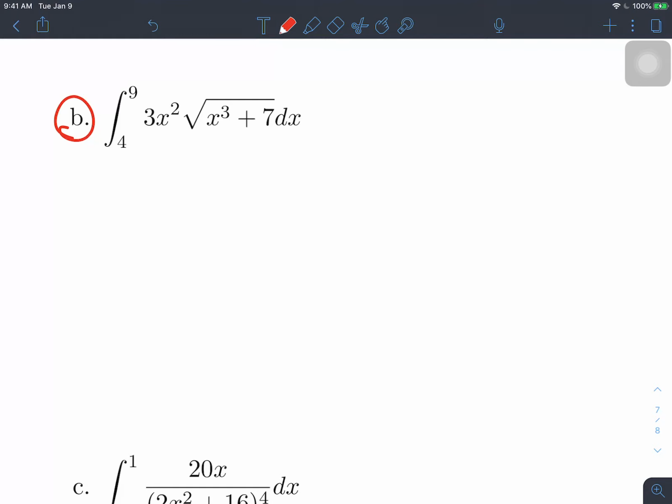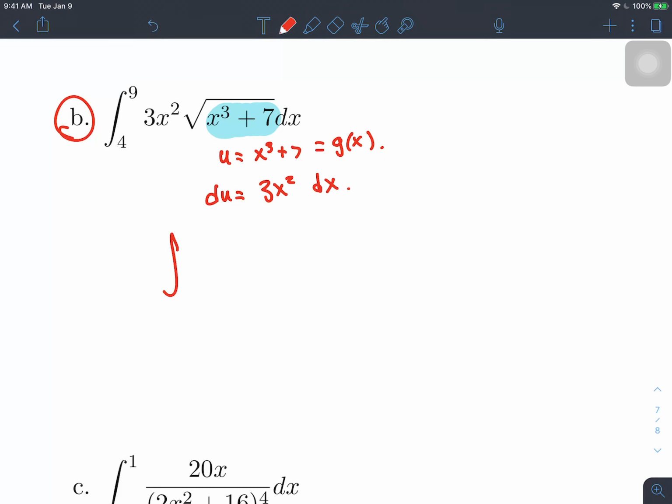So, to do this problem, we're going to use method 1. We're going to switch our bounds. The first thing I need to do is, as usual, look for u and du. I'm going to choose u to be the thing that's under the square root, and then the derivative of that is nicely out front. So u is going to be equal to x cubed plus 7. And then du is going to be equal to the derivative of that thing, 3x squared dx. Okay. So x cubed plus 7 is my g of x.